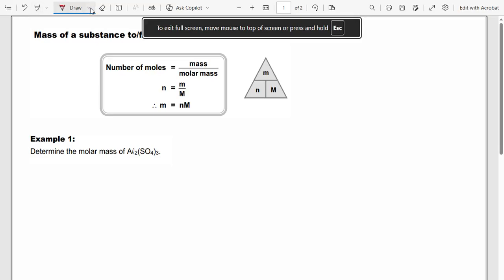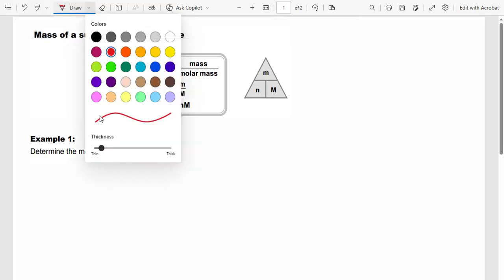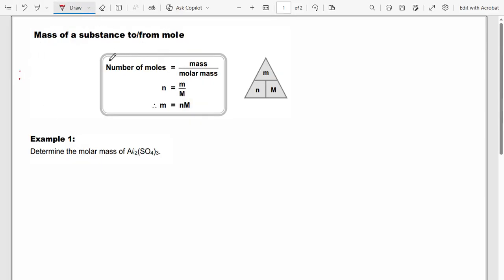Hi there, grade 11s. Welcome to the next lesson on quantitative aspects of chemical change. In this lesson, we're going to focus on how to move from the mass of a substance to the mole, or from the mole to the mass.